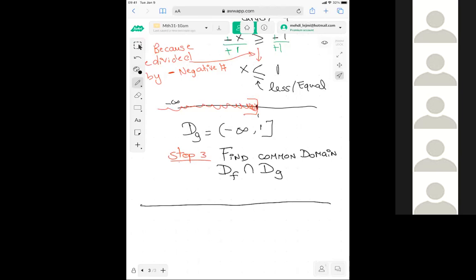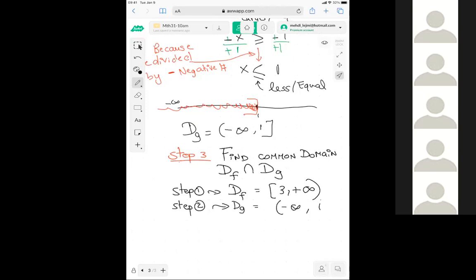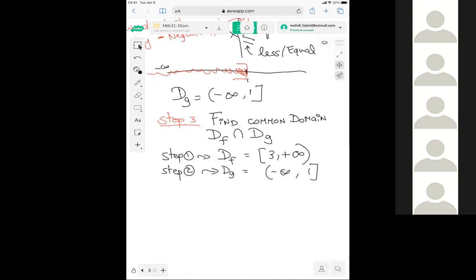So here's my first number line. Let me write for you: in step one, we said the domain of F is three to positive infinity, and in step two, we said the domain of G is negative infinity to positive one. Now I'm going to try to find the common, intersection domain. So let's say here is one, this is three. I'm going to need one and three, right?